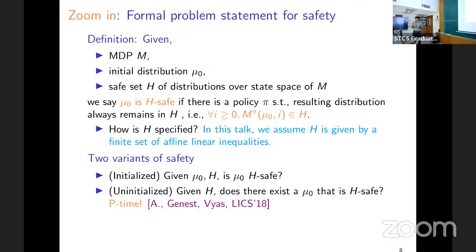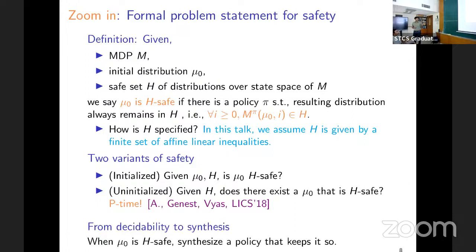So these are two questions, and it turns out that when H is the entire space, if I just ask, does there exist a distribution, not in a given set H but in the entire distributional space, then this problem is in fact polynomial time. We showed this in 2018 using a fixed point argument. So the second one is actually an easy problem, which is a little surprising because it looks like the tougher problem. The tougher problem is the first one, which is called the initialized problem.